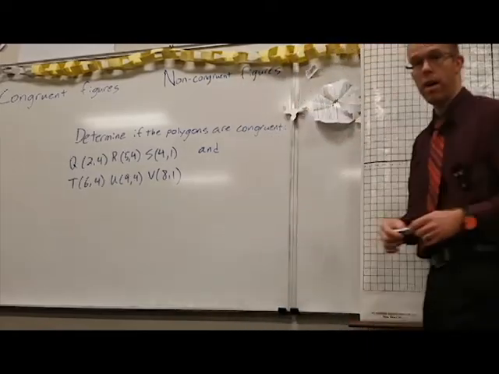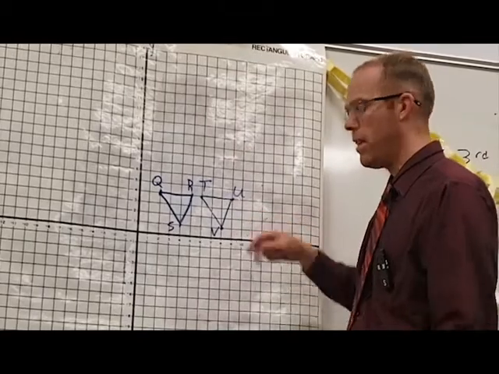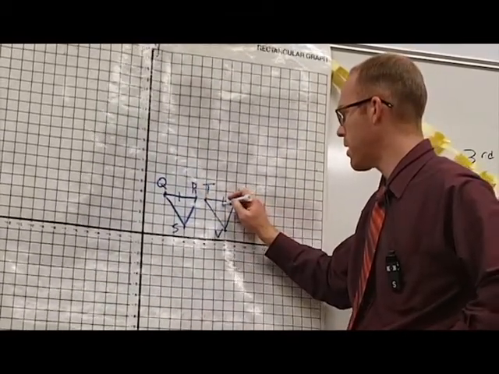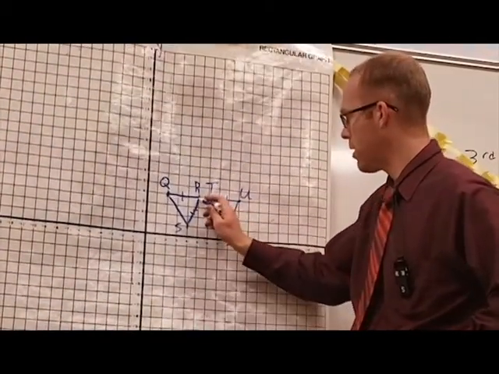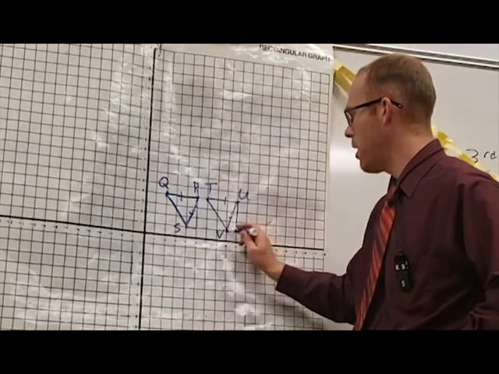So I have these graphed. Over here, we can see QRS and TUV. Now let's take a look at each of the sides. We notice that this side is congruent to that side. This one is congruent to here, and I can prove that by showing that this goes down 3 and over 1. This one also goes down 3 and over 1.